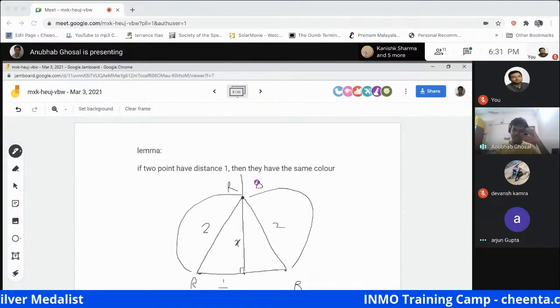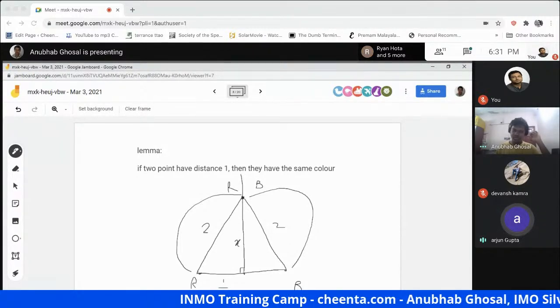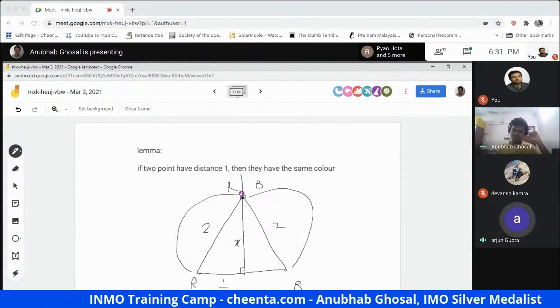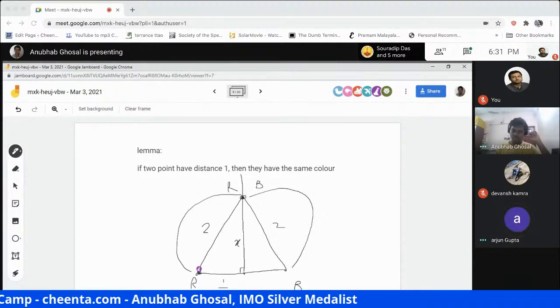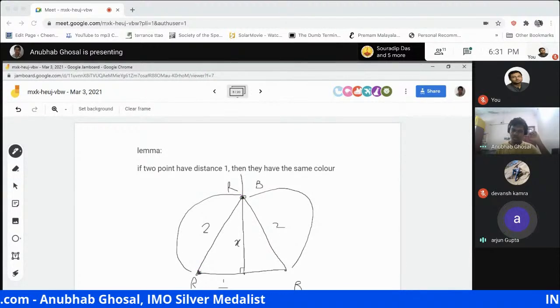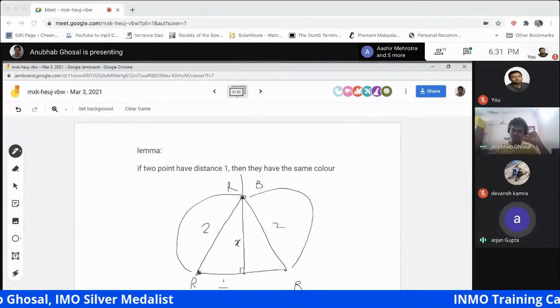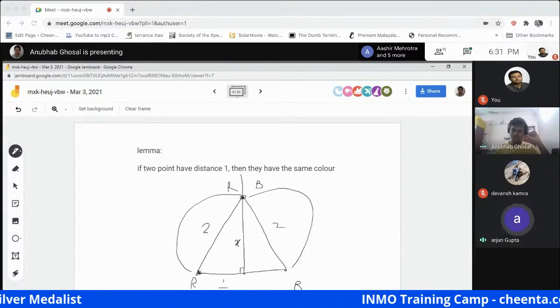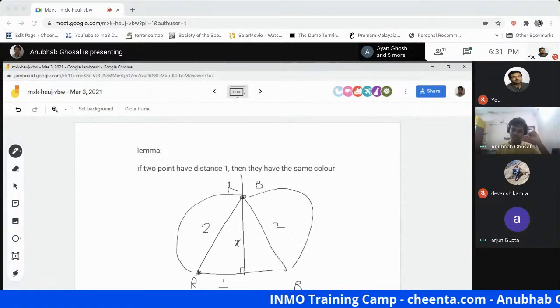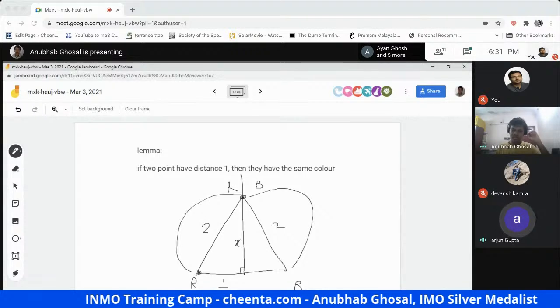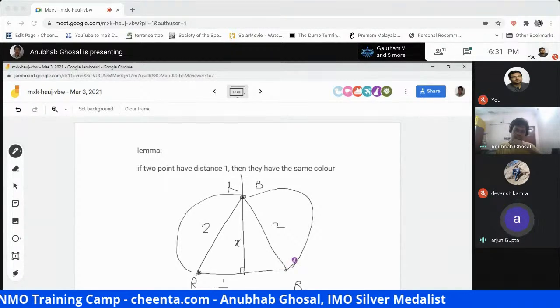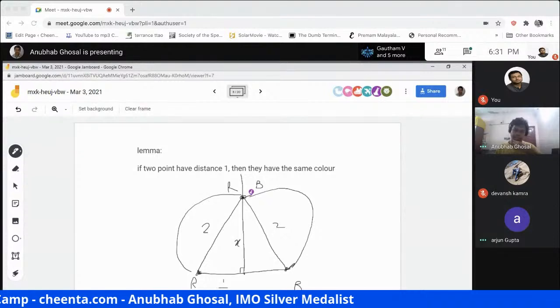What do you mean by this argument, that argument? I don't get your contradiction. These 2 points have distance 1. These 2 points have distance 2, sorry. And we previously proved that any 2 points with distance 2 must be of the same color. So this must be R. But again, if we see the similar thing from this point, then this must be B. So we are done.